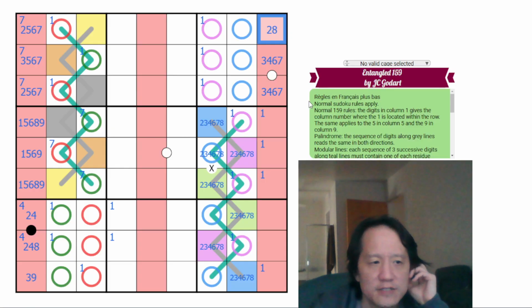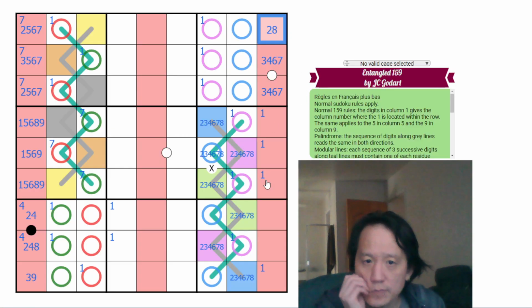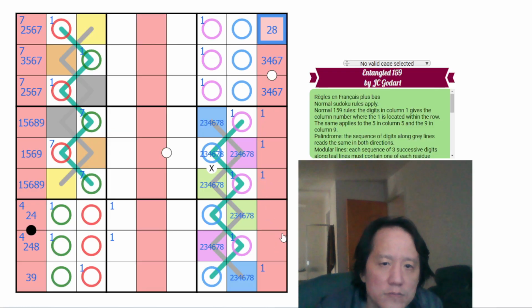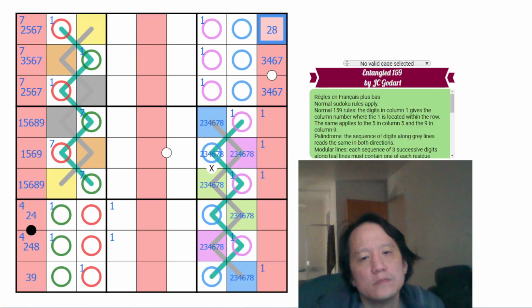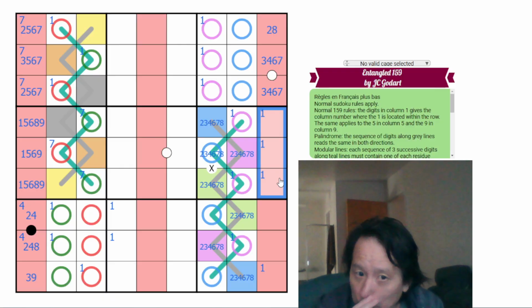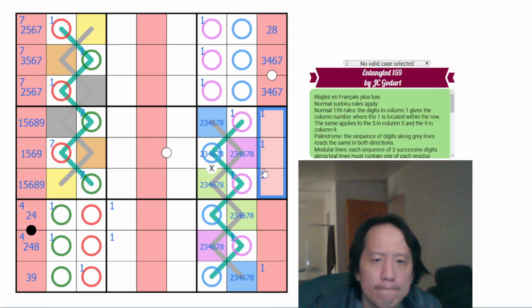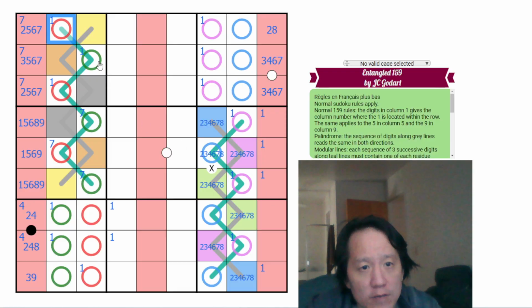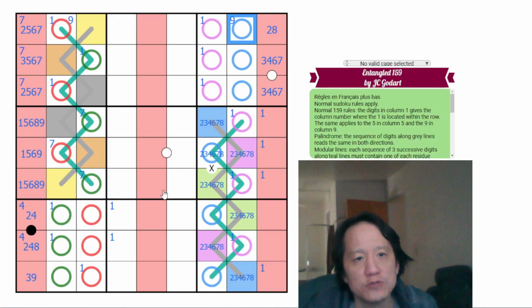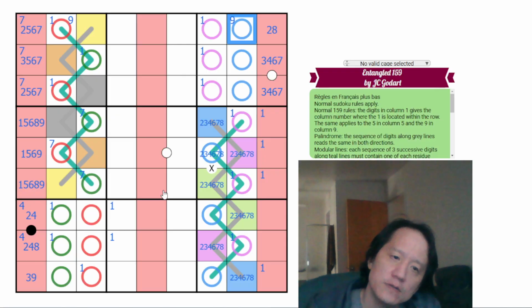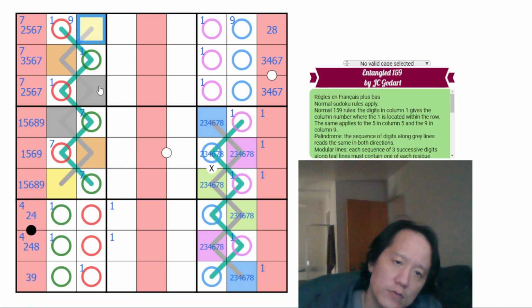If this is 3, 4, this has to be 8. So this can never be 7. This is 8 or 9. This is 2 or 8. So the 9 in row 1 has to be in one of those two cells. So if it is, it cannot be yellow. It could be these.